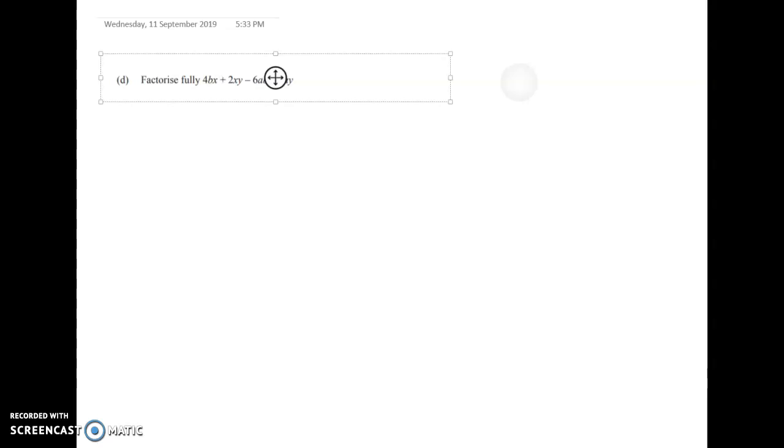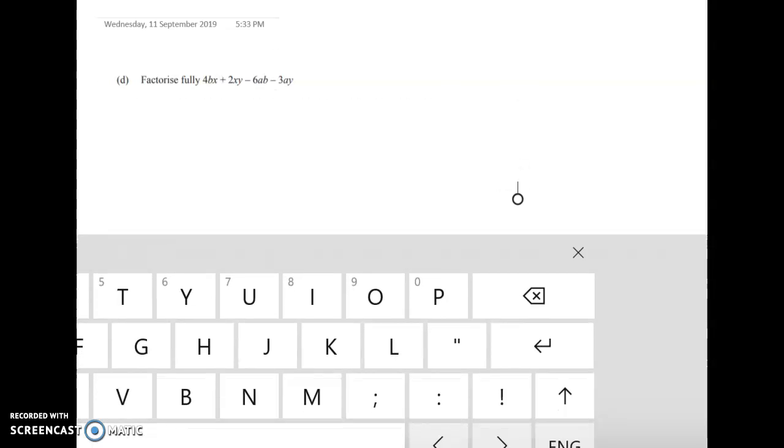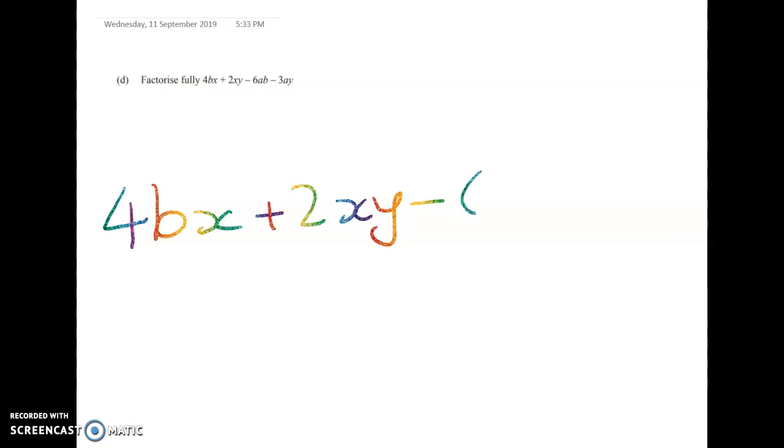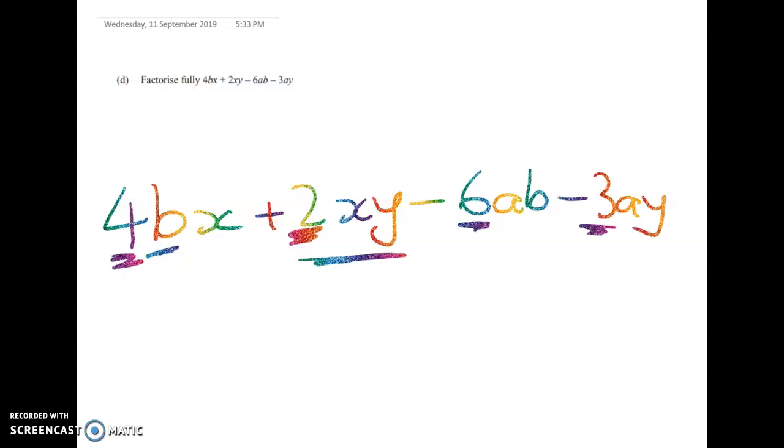Now the next question is a two-stage factorising thing. It's one of these ones where if you look at the expression at first, it looks horrible, and it looks like you can't go any further. So let's take a look. We've got 4bx plus 2xy minus 6ab minus 3ay. If I look at the whole thing, it's pretty hard to see a common factor. I've got no common factor in the numbers. I've got 4, 2, and then I've got 6 and -3, and I've got b here, but no b here, and then b again in here. So it's not looking good. I've got x here, but no x's over here.